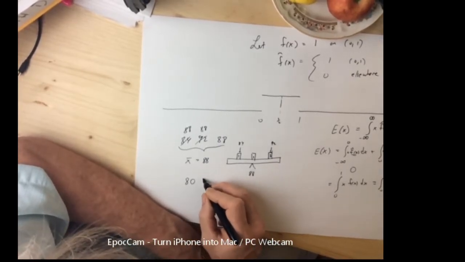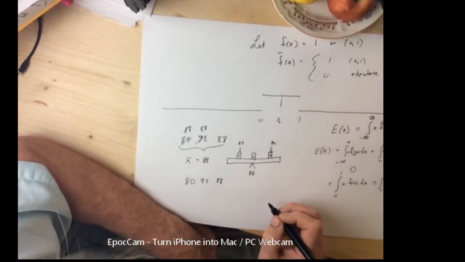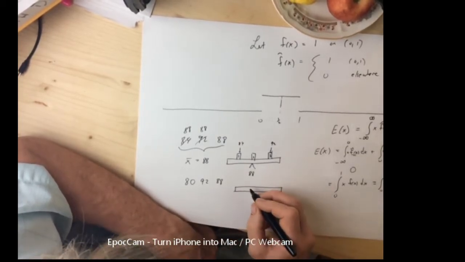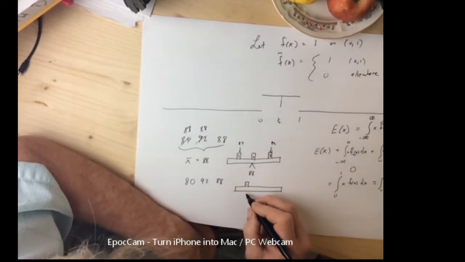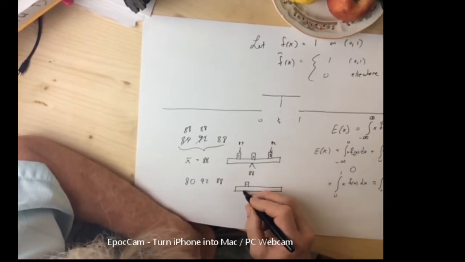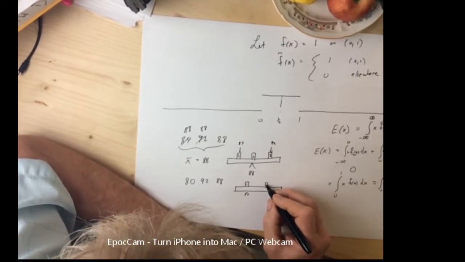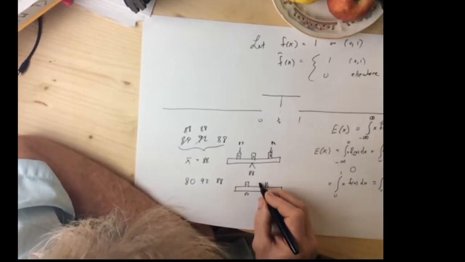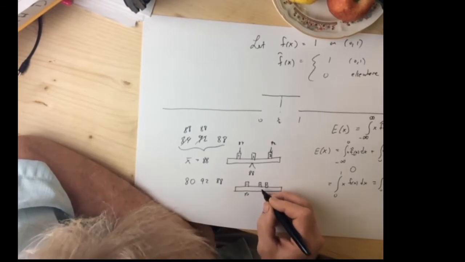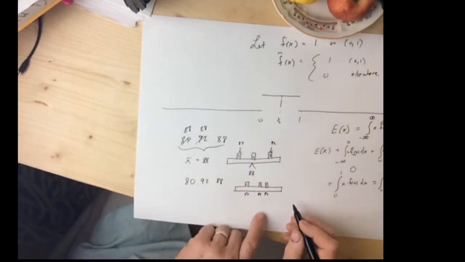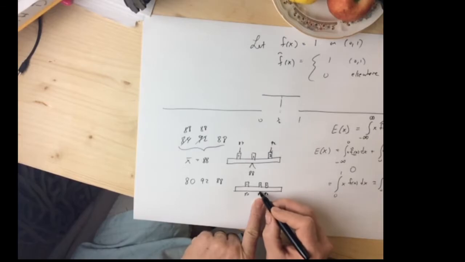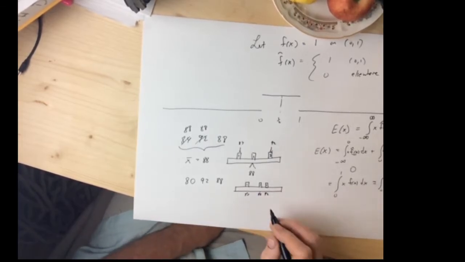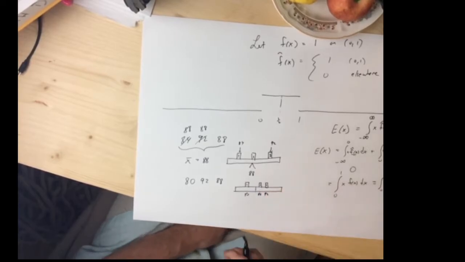Let's do 80, 92, and 88. We don't know where that balance point is, but I'll put 1 pound at 80, 8 over, I'll put 1 pound at 92, and 4 left, I'll put 1 pound at 88. It doesn't seem it's going to balance here. The 80 is farther away from the 88 than the 92. Looks like the balance point's going to be here.